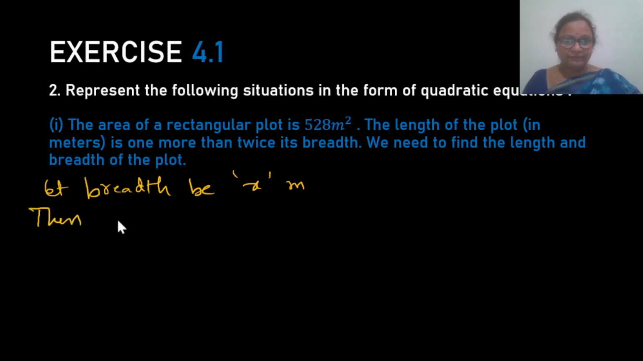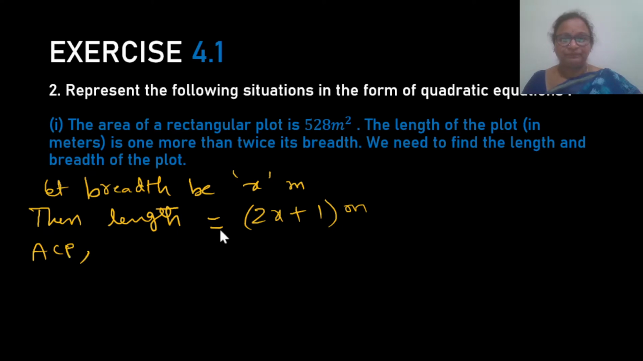Then, length is 1 more than twice its breadth. Twice breadth is 2x, 1 more plus 1. So 2x plus 1 meters. Then according to the problem, area of the plot, rectangular plot. So area of rectangle is equal to 528 meters square.